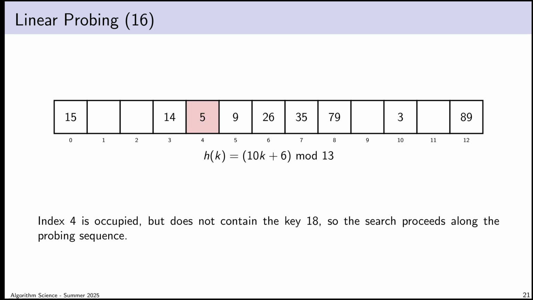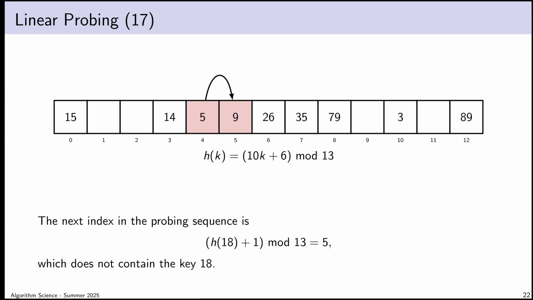Okay, so we'll do our search. Index 4 is occupied. So we go look at index 4, and it does not contain 18. So we keep moving. Okay, I then look at the next index, and what I have to do is follow the same probing sequence as I did for an insertion of key 18, until I can give up, because maybe if I did insert 18 earlier, it's somewhere along this probing sequence.